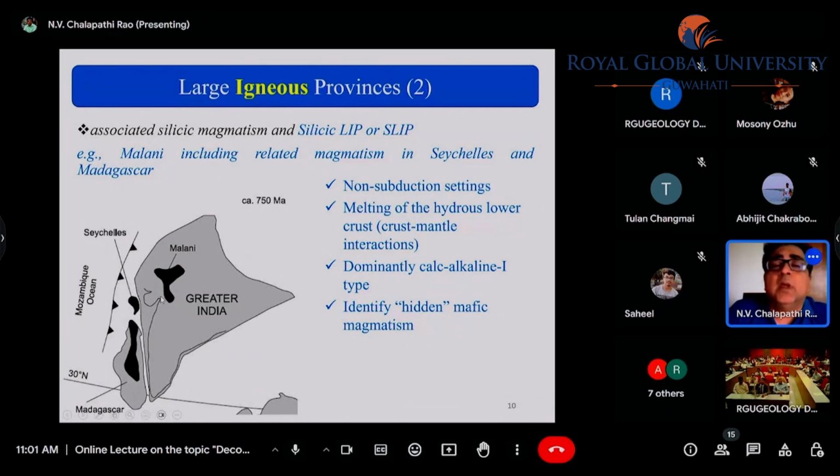So this Malani LIP is a non-subduction setting, nothing to do with plate tectonics, dominated by calc-alkaline igneous rocks. Mafic magmas are also present, but what people have not found is the hidden mafic magma. The magma chamber today is not known for one reason: the exposures are covered to a great extent by the Thar Desert, and geophysical studies are few.